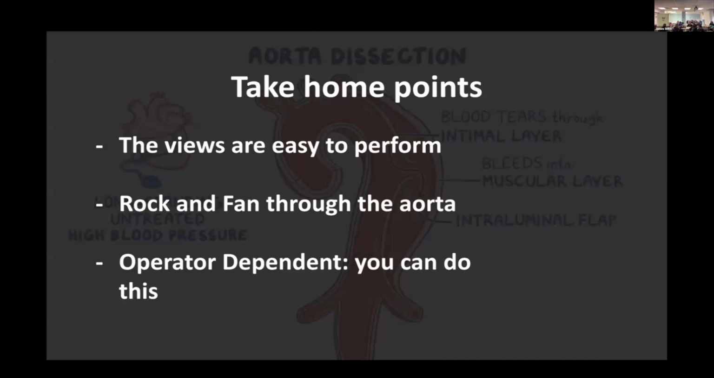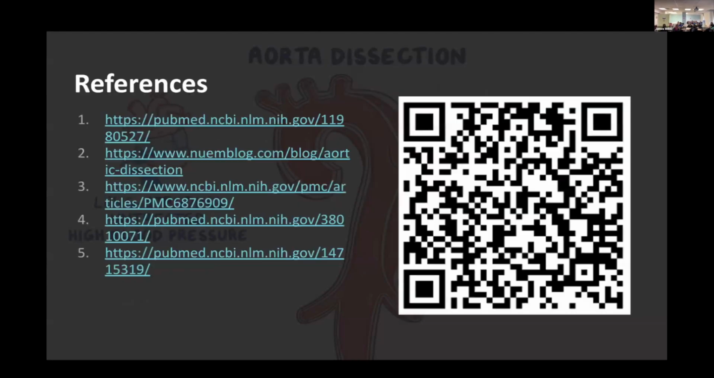The views are easy to do. We can just add them to what we're already doing. Try rocking and fanning through the aorta while you're in these views, just to get a better look, just to see if you can pick up on these subtle findings. And it's operator dependent, meaning that you guys can do this. All right, and that's it.